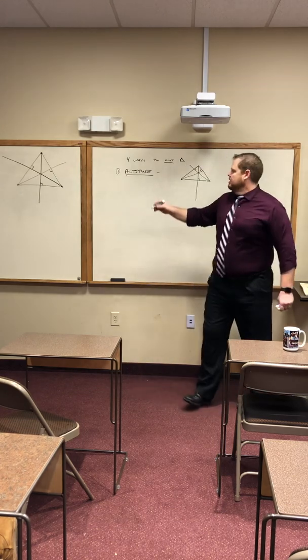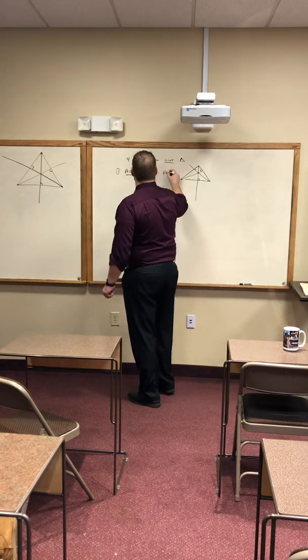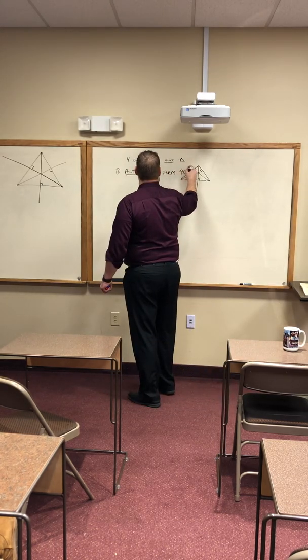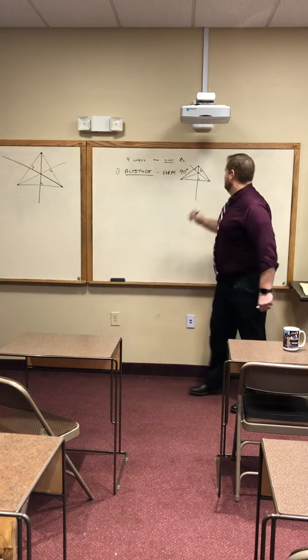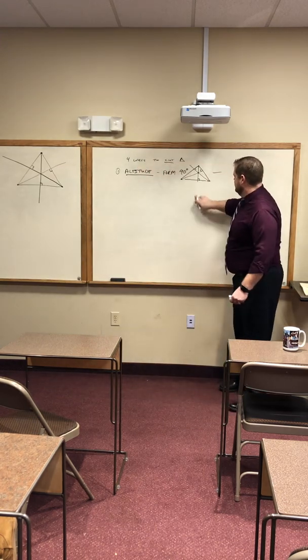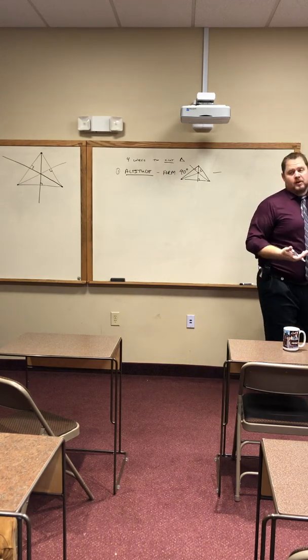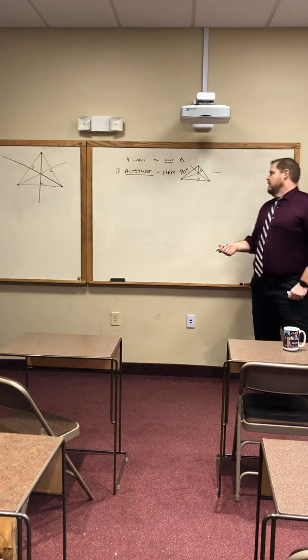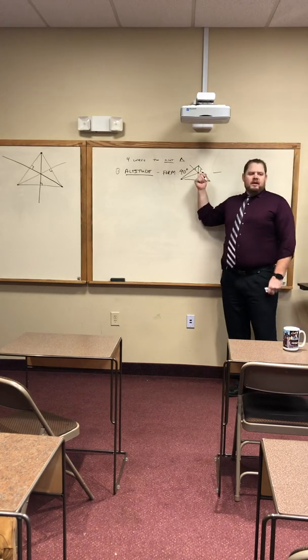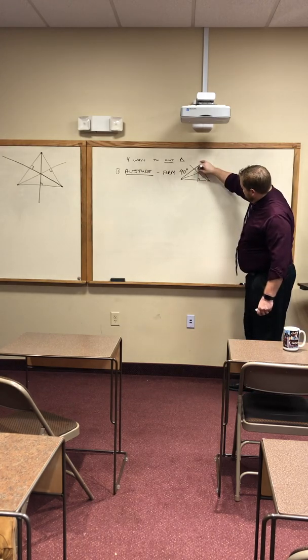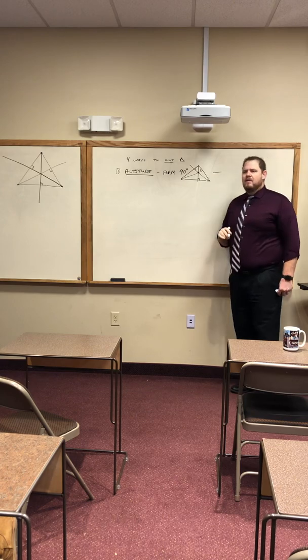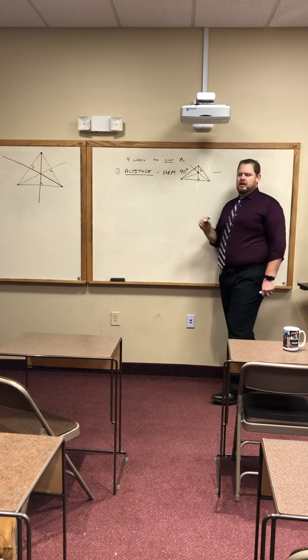So what is an altitude? What does it do? It forms a what? Right angle. 90-degree angle. Good. So there's my drawing, guys. So now question. This is the new part that you may not know. When you draw all three of them and you get a common point right here, that is called the orthocenter.